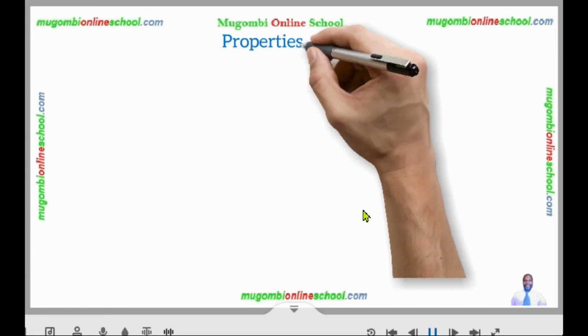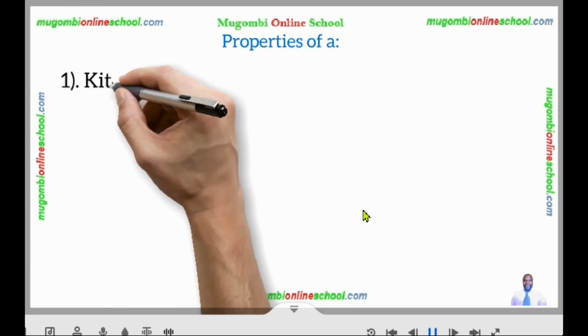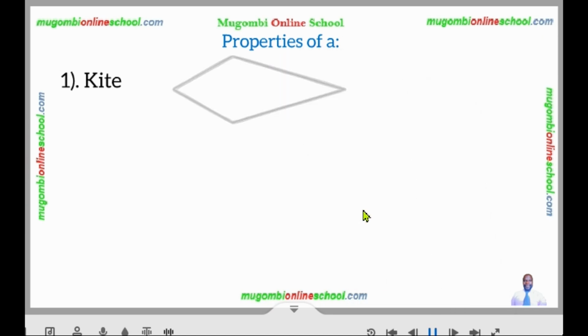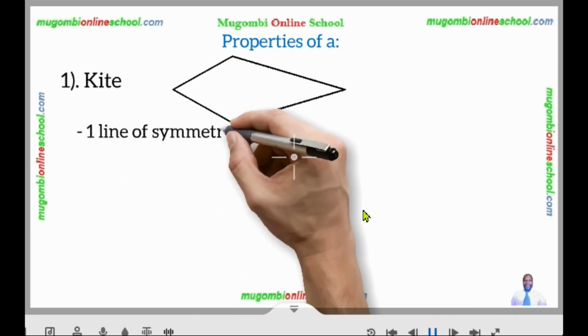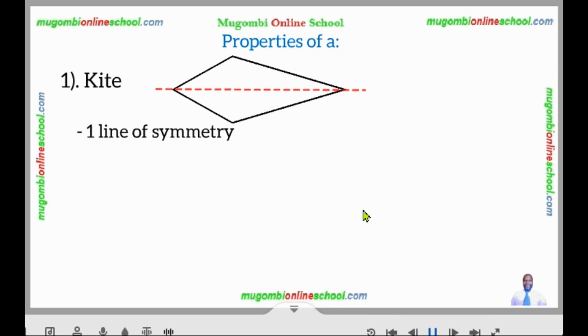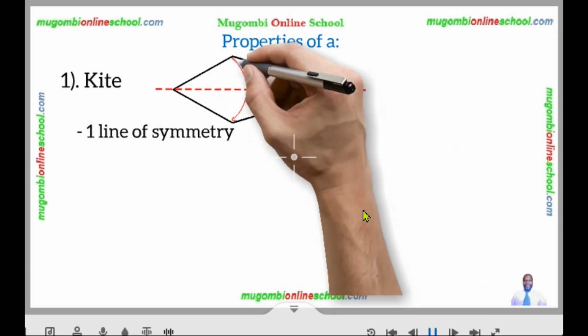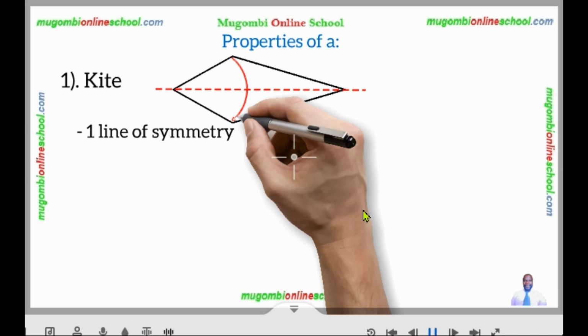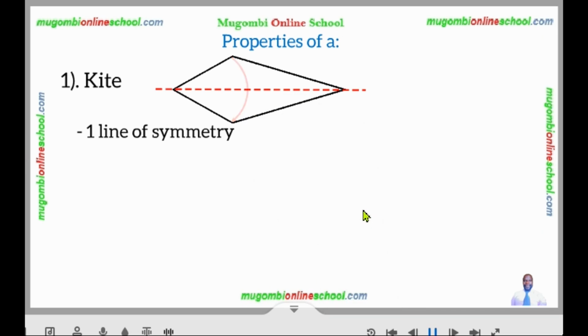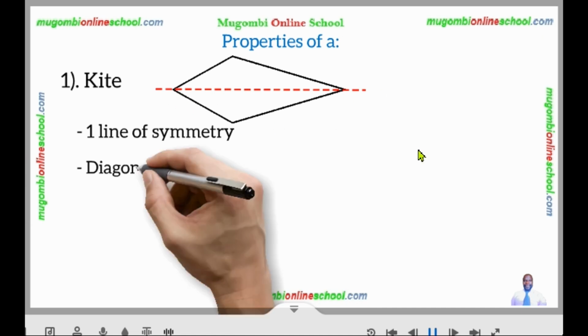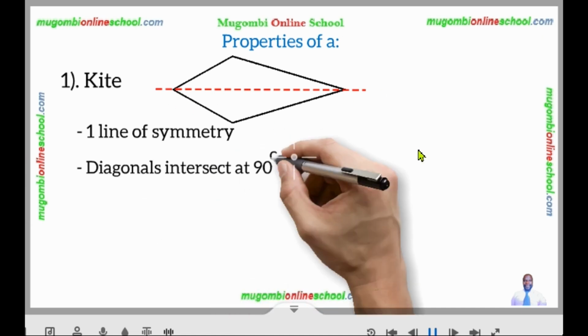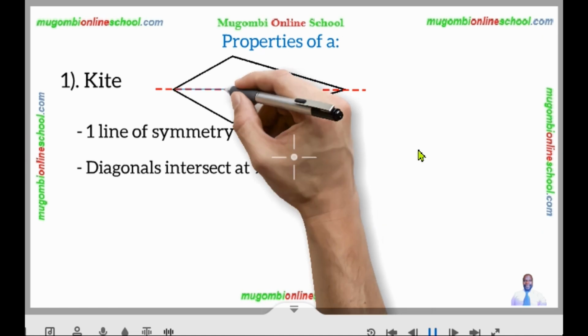All right. Let me start by explaining the properties of a kite. A kite looks like this, and it has got one line of symmetry, which is this one. If we fold these to this point, it will align all edges perfectly, forming a new shape like this one. So this is the line of symmetry. All right. Then the diagonals intersect at 90 degrees for a kite.